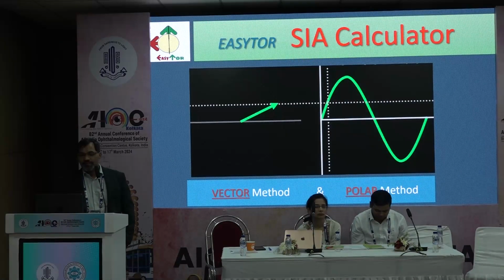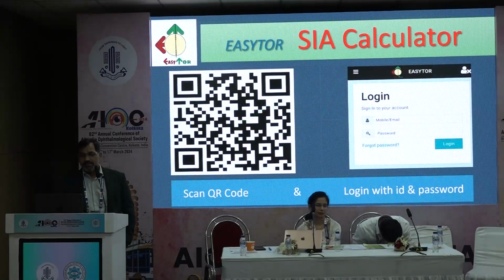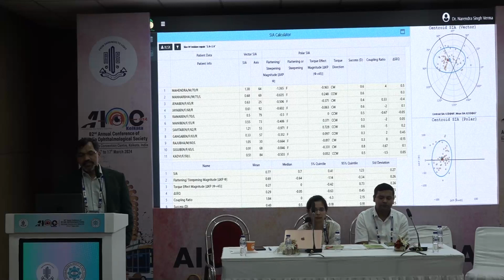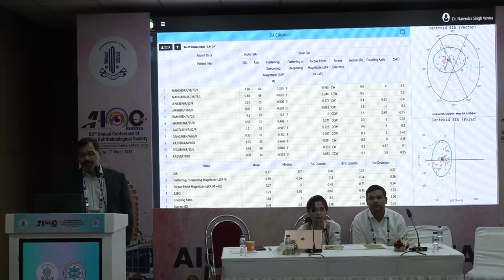So for that we developed this SIA calculator, and it will provide you all these results. It is easy to access. You have just to scan the barcode, and you can enter the data in the data sheet, and you will get the results. It includes the Warren Hill SIA calculator, so all the results which you would get from the Warren Hill SIA calculator, you will get. An extrapolar method is also there.